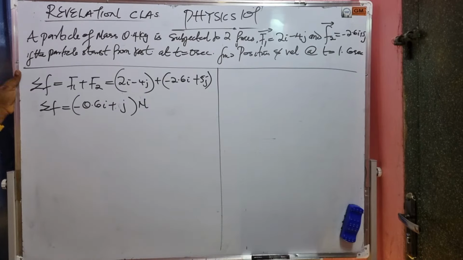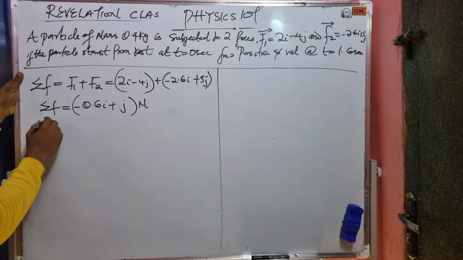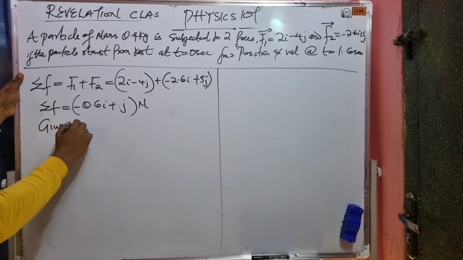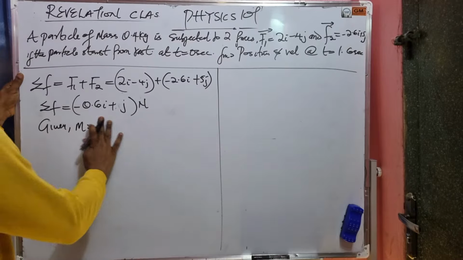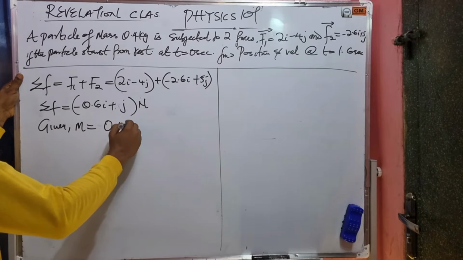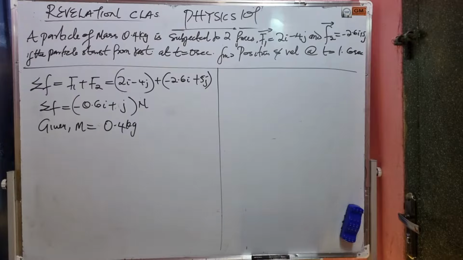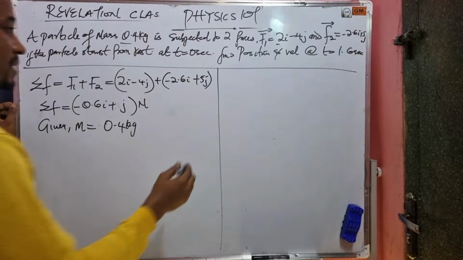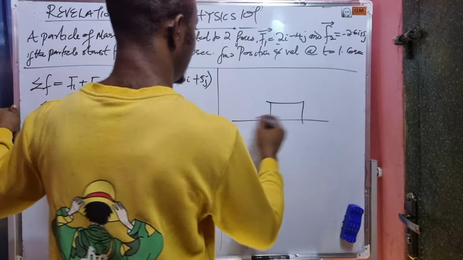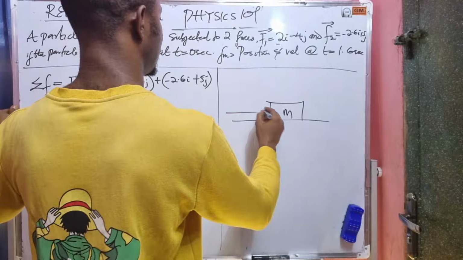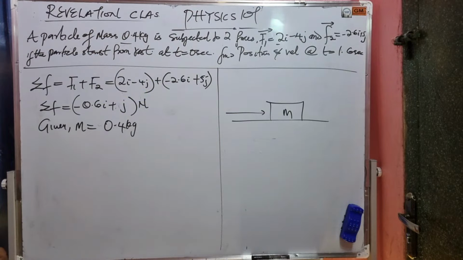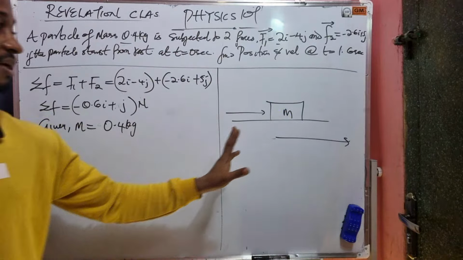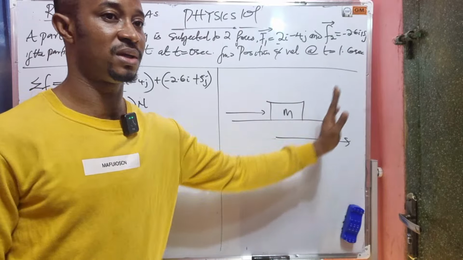Now the next is that we are given the mass of the body, which is 0.4 kilogram. If a mass is given and a force is subjected to the mass, what do you think will happen? The body will accelerate. The body will move from this position towards another position.